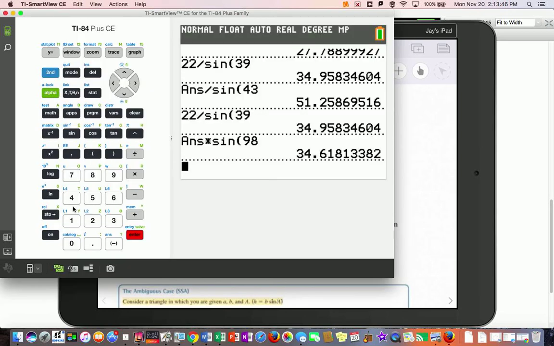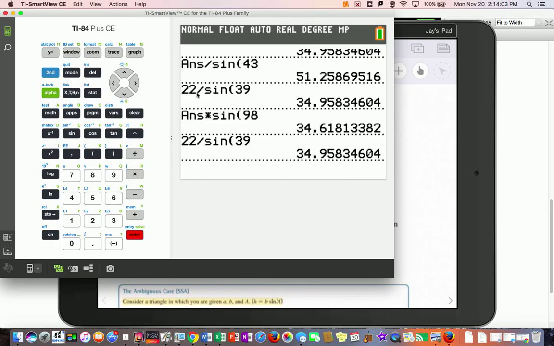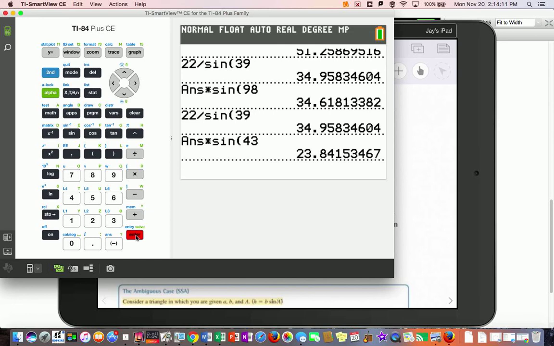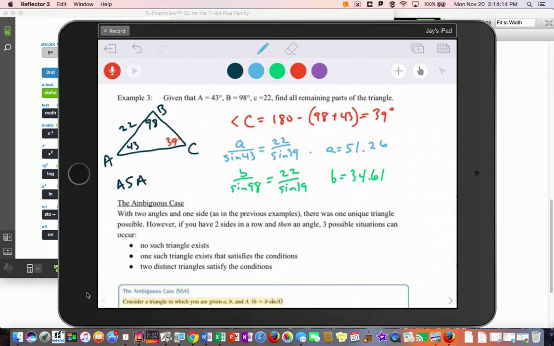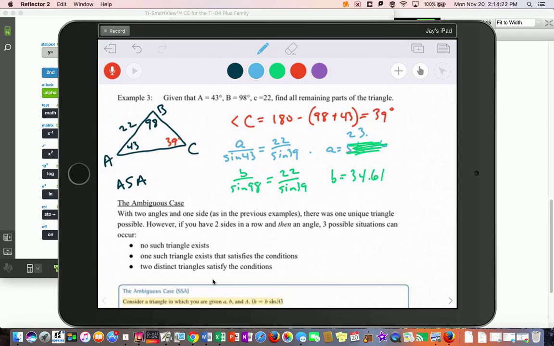So 22 divided by the sine of 39, it gives me that. And now I want to get rid of sine of 43, so I have to multiply both sides by the sine of 43. It looks like I divided, so I have to multiply by the sine of 43. And I get 23. So I don't get that. I get 23.84. That's better.